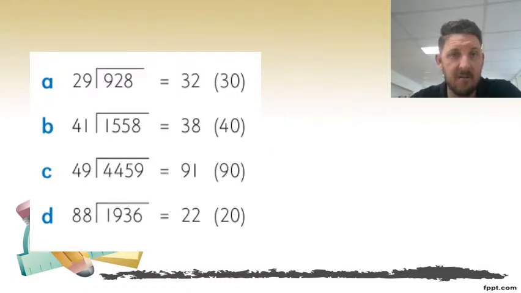Right, let's look at the next ones there. There are your answers. So you'll see that 32, and we guessed 30 as our estimate. The next one was 38, we guessed 40 as our estimate, and the next one was 91, we guessed 90 as our estimate, and the last one, 22 was the answer, and we guessed 20. So you can see there that we are very close. So big tick, gentlemen.